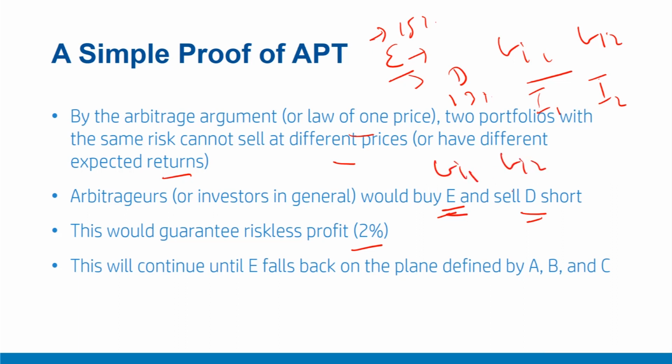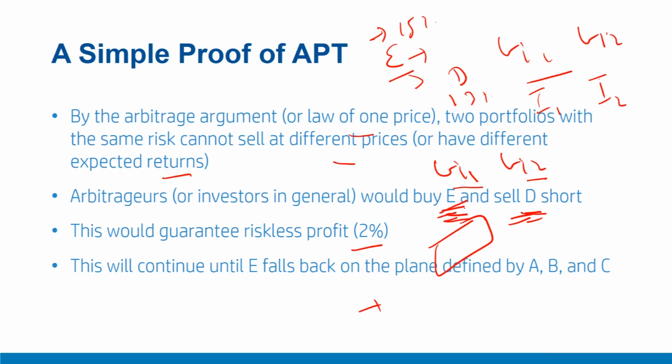So when they go long in E and short in D, they essentially eliminate the risk that is coming from BI1 and BI2. And therefore, as more and more people buy E, its price will rise and its expected return will fall, and the price or expected return related to portfolio D will change. For example, relative to D, its expected returns will fall, and its price will rise until both of them reach the equilibrium plane.